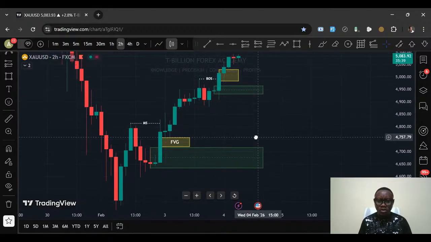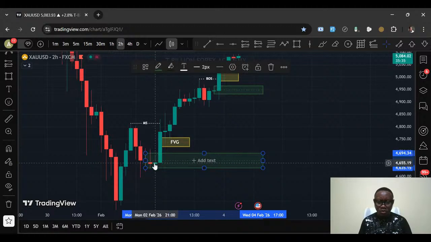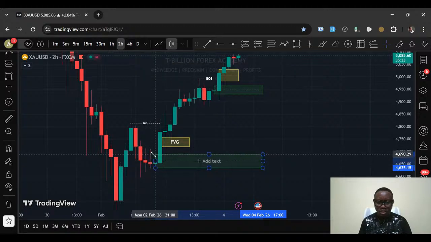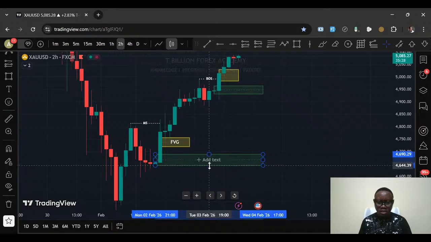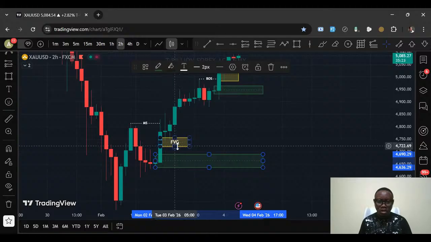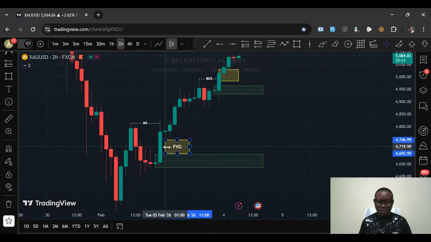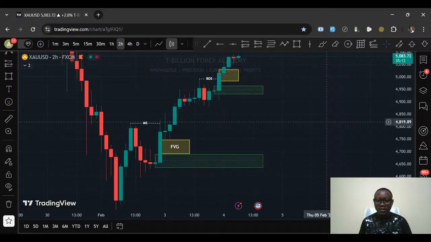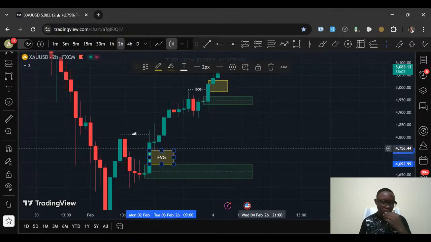All right, so I can refine this zone further to this candle, this one. I believe you know how to draw your order block zone, so I don't need to explain this. So I've refined it to that candle. Then my FVG will be right here. This is my FVG.